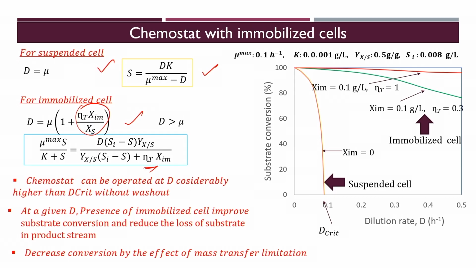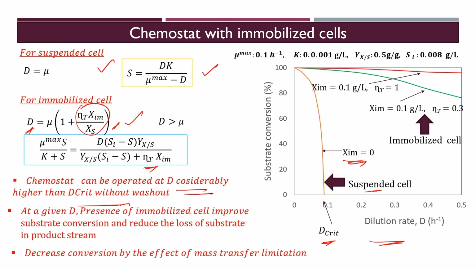Now, what we are seeing here is that this dilution rate can be further enhanced as compared to mu. If you just see the suspended cell, these are the D critical where the substrate conversion becomes 0 because XIM is 0. And further, when we increase the XIM, we are able to operate at a much higher value of D critical. So, this is one strategy where the chemostat is operated at a D considerably higher than D critical without washout.